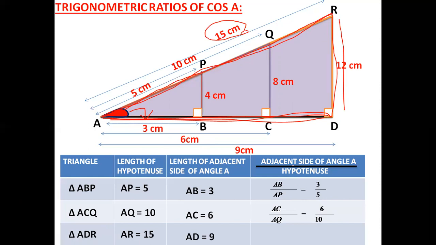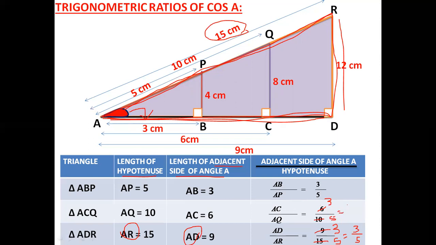Now, what is the ratio adjacent side of angle A and hypotenuse? What is adjacent side of angle A? Here, AD. So AD by what is hypotenuse? AR. So AD by AR is equal to 9 by 15. Here we can cancel, 3 threes are 9, 3 fives are 15. So that means what we get ratio, that is 3 by 5. Here also we can cancel, 2 threes are 6, 2 fives are 10.